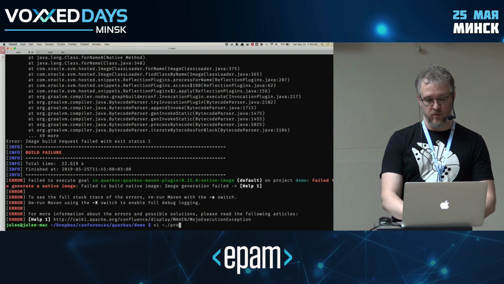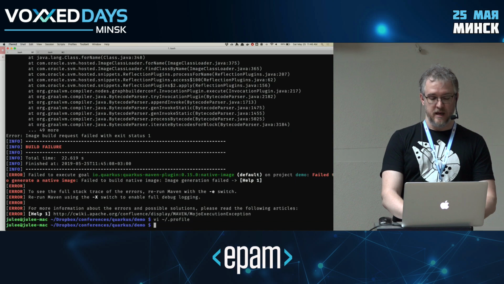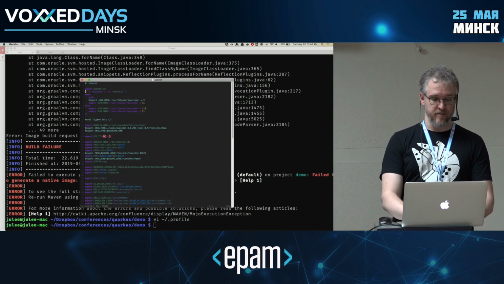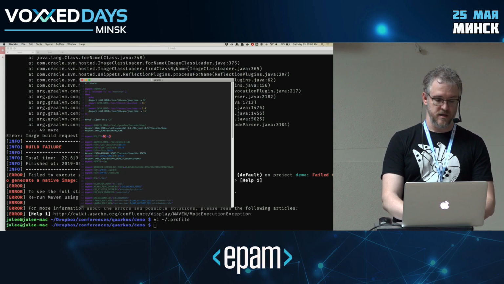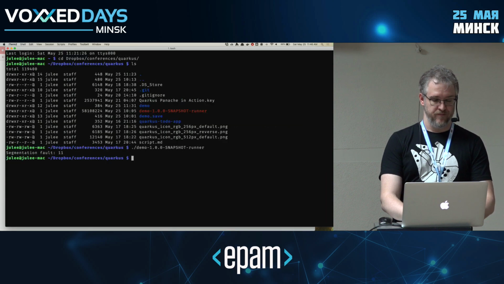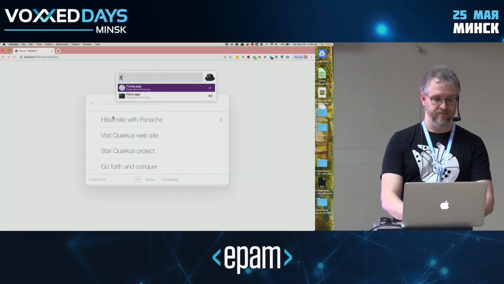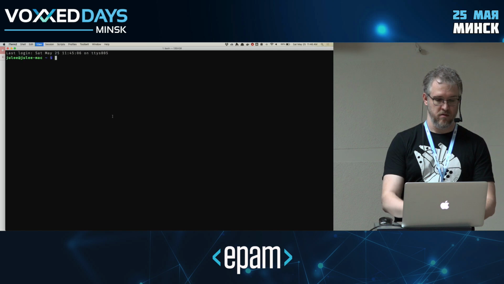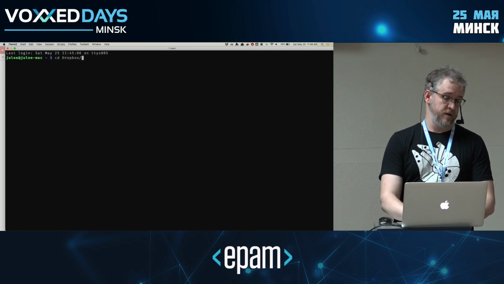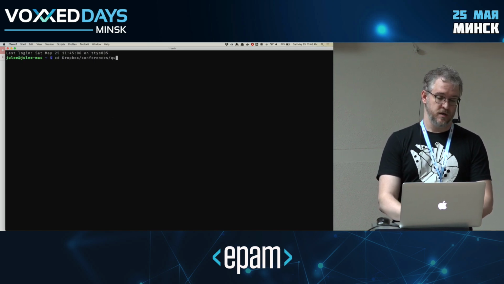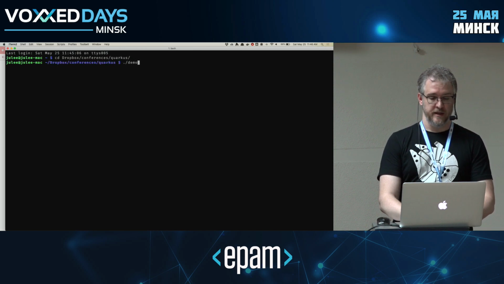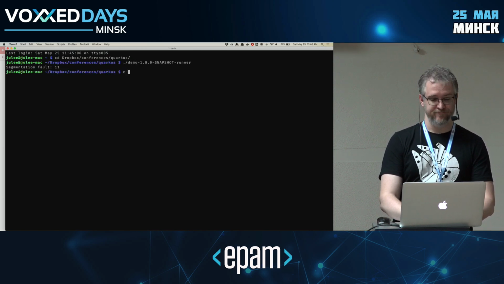Quarkus right now, for reasons of compatibility, needs Java 8 because GraalVM only supports Java 8. And I'm currently configured to run Java 11, which is not supported. So let me try that again. And maybe this time we'll get to watch the whole build work. Conferences, Quarkus. I don't think this is going to work, but I'll try it. Yeah, all right. Fine, we'll watch it build.